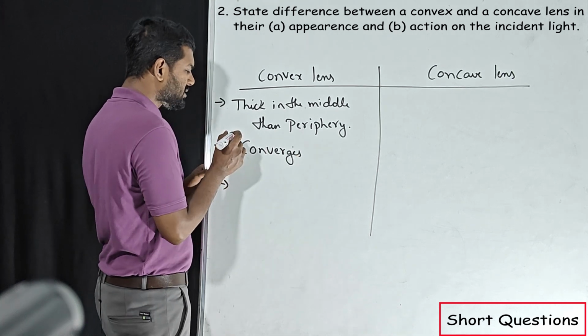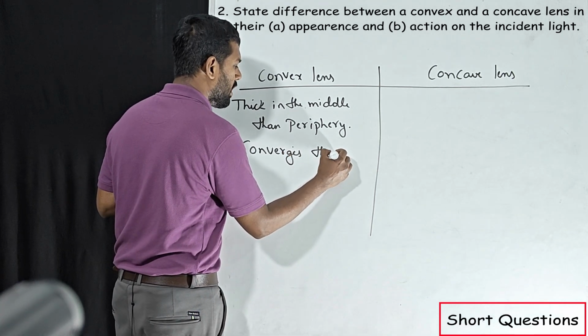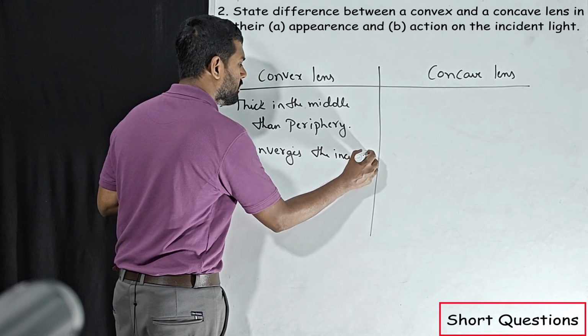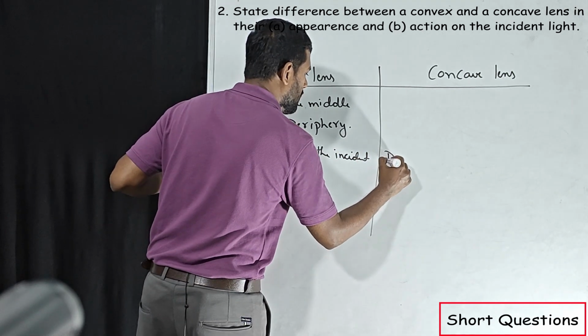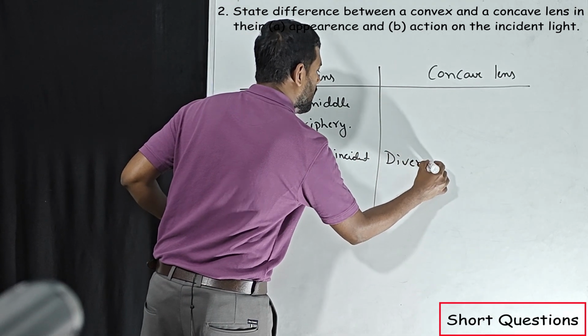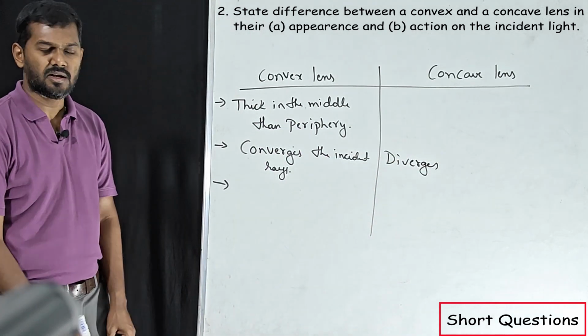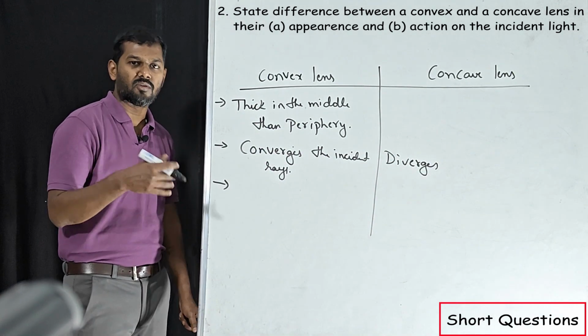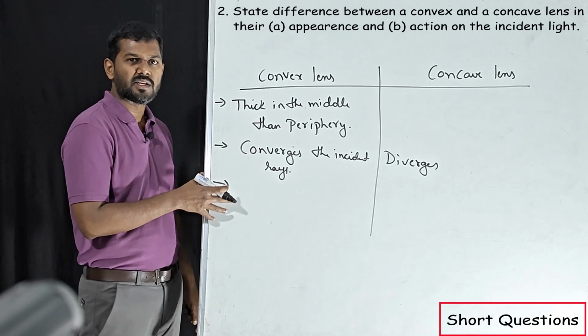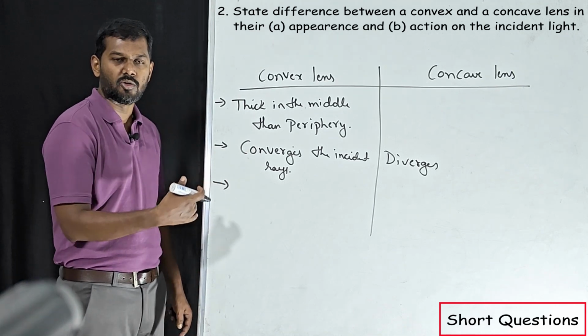Okay, you can write it as: it converges the incident rays. Here this one diverges the incident ray. Then the last one, even though they are not asking, we'll write that one also, because this word is very much important, which we are going to learn.